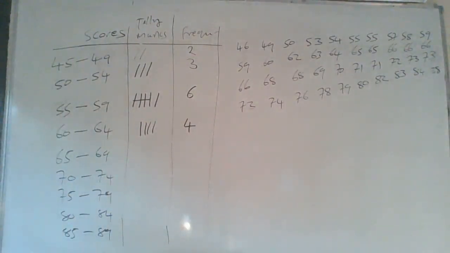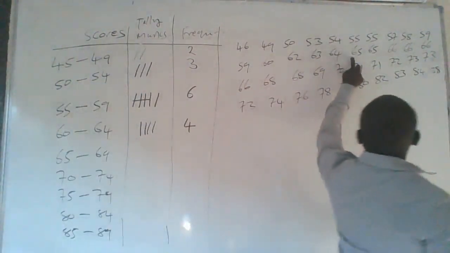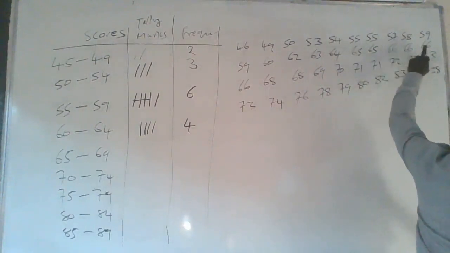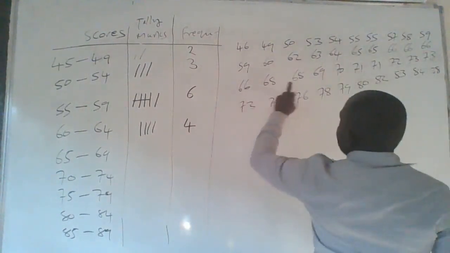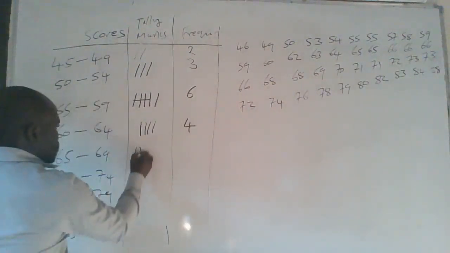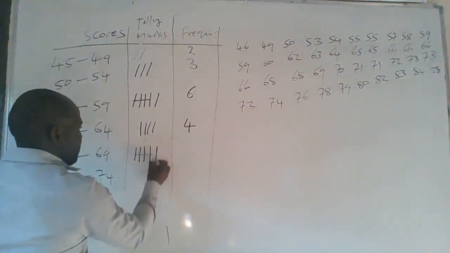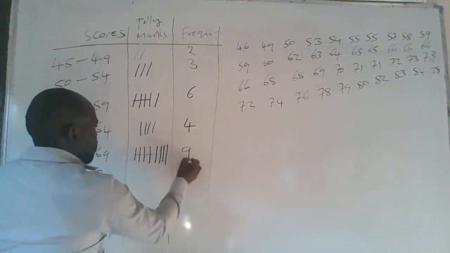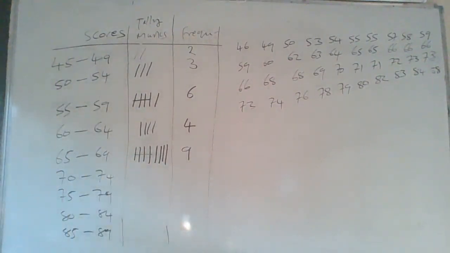Next, we go to the next class, which is 65 to 69. So 65 starts from here. 1, 2, 3, 4, 5, 6, 7, 8, 9. There are 9 which fall in this class. So we have 9 candidates scoring in that class.